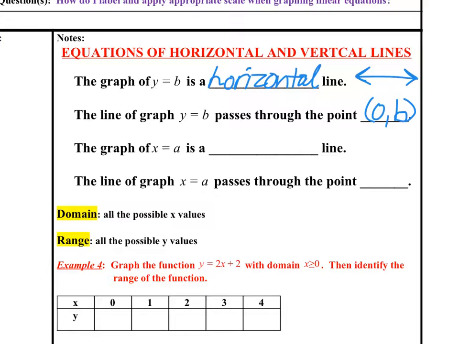So if it's x equals a, is that horizontal or vertical? Vertical. So it looks like this. The slope is undefined. The line passes through an x-intercept. So an x-intercept would be the number and then 0.